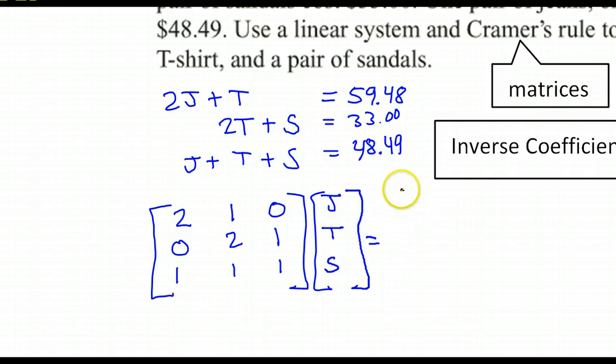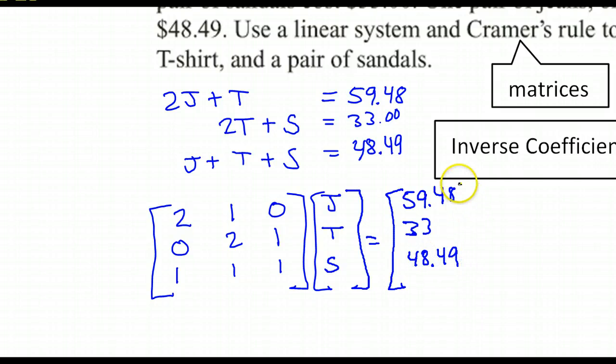And that should equal the constant matrix, which is 59.48, 33. All right, I could put 0.00, but it's not really needed. And 48.49. That is our constant matrix. All right, everything I'm writing down, when we have problems like this on the test, you must show it.